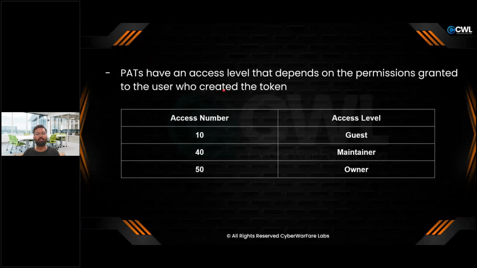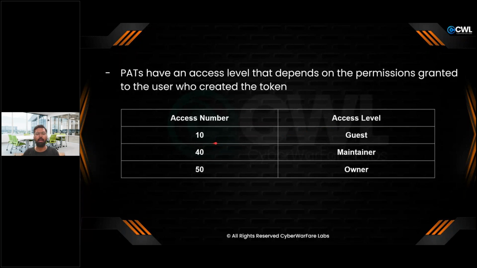Now, PATs have an access level, as already mentioned, that these access tokens or keys have some sort of privileges, right? And that depends on the permissions granted to the user who created the token. So PATs have privileges like an access number and an access level. If the access number is 10, then the access level is guest. That means they can't enumerate, they can't see much, only some organization related information. They can't browse the private repository. They have very limited or restrictive access in the GitLab environment.